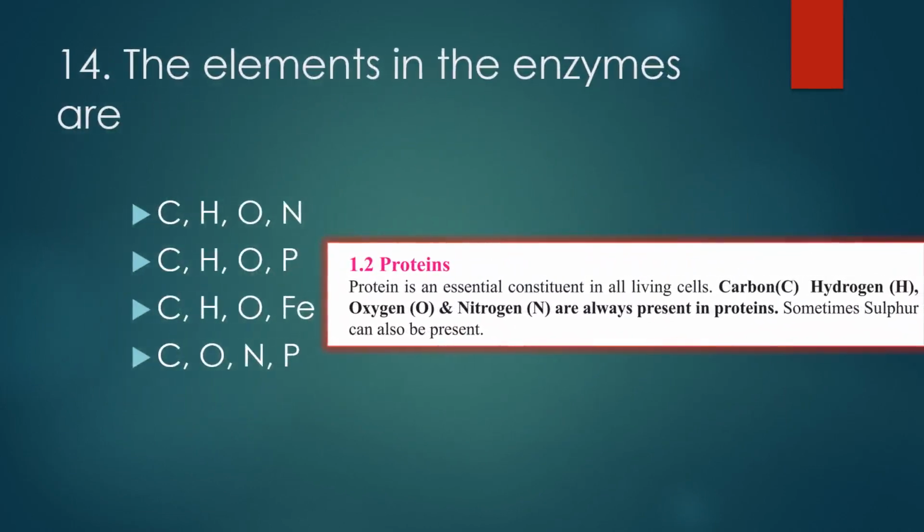The element in the enzymes are protein, you know that thing. So, according to that one, enzymes are protein and protein have only carbon, hydrogen, oxygen and nitrogen. C, H, O and N.